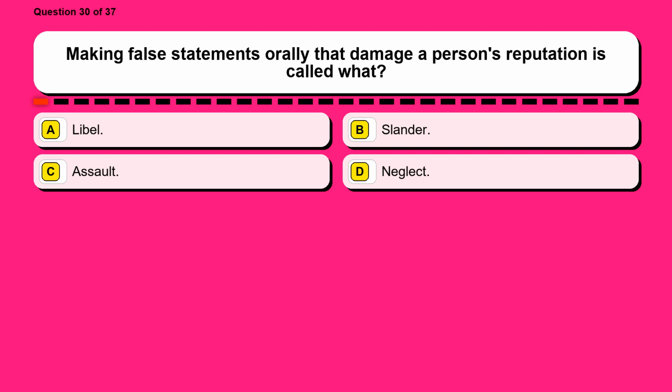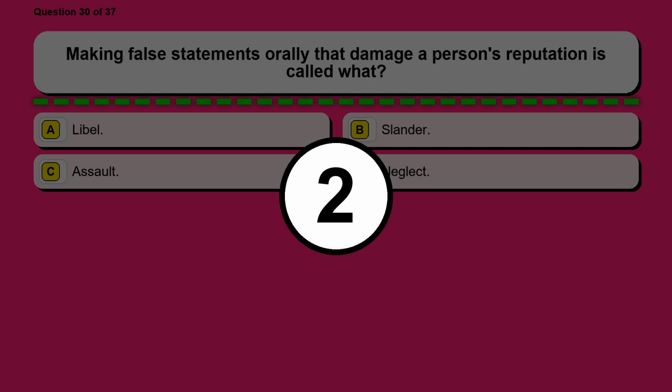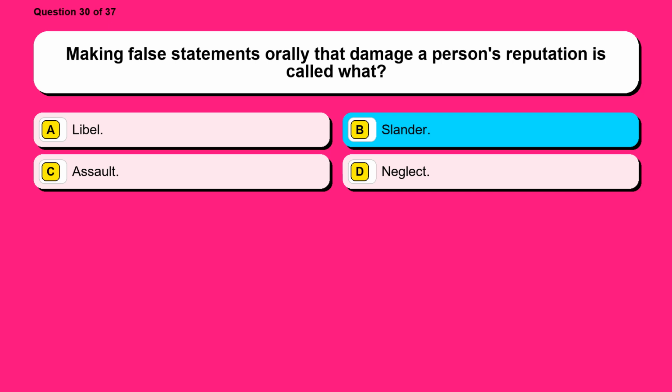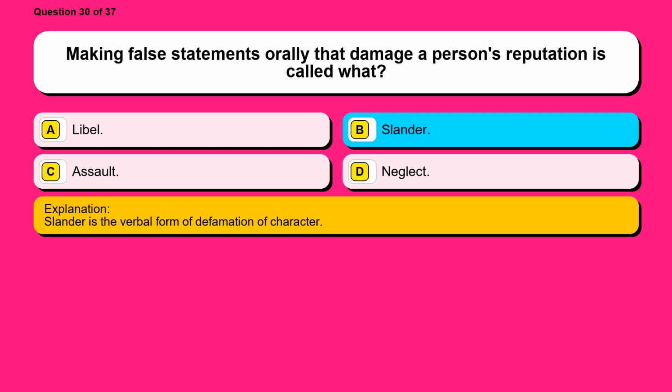Question 30. Making false statements orally that damage a person's reputation is called what? Option A. Libel. Option B. Slander. Option C. Assault. Option D. Neglect. The correct answer is option B. Slander. Slander is the verbal form of defamation of character.